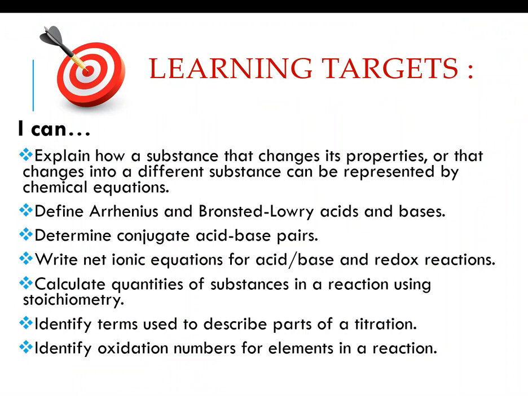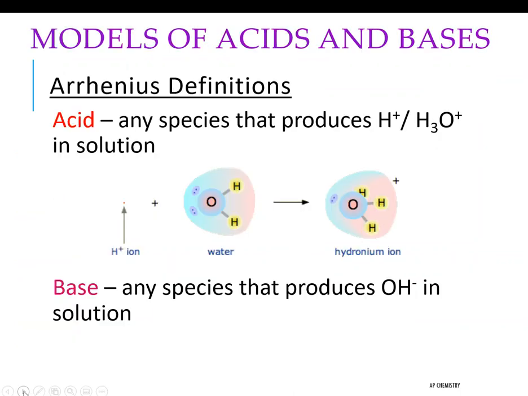But today we're specifically looking at acids and bases, so we're going to define them with the Arrhenius and Bronsted-Lowry definitions and how they represent acids and bases. We're going to determine conjugate acid-base pairs, write net ionic equations for acid-base and redox reactions, and calculate quantities using stoichiometry. Of course, here comes the math component. Identify terms to describe and look at titration, and identify oxidation numbers for elements in a reaction. So there are our learning targets for this particular set of notes.